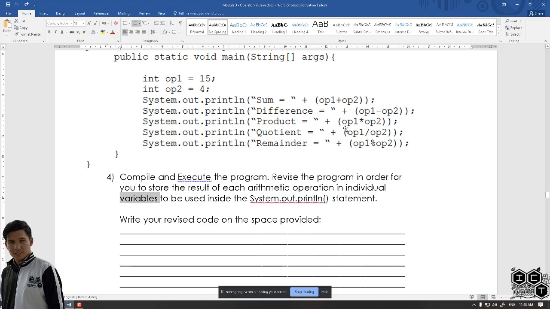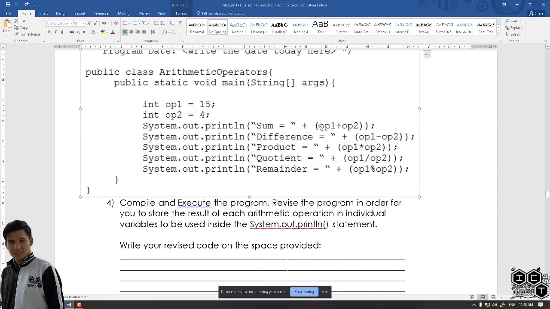Ang gusto kong mangyari dito, kung ano yung result ni OP1 plus OP2, you will store that into a single variable which is different from this one. OP1 is an example of variable. OP2 is an example of another variable. Got it? So sabi dito, in order for you to store the result of each arithmetic operation in individual variables, you will now declare another variable to store the values of each operations here, line per line.